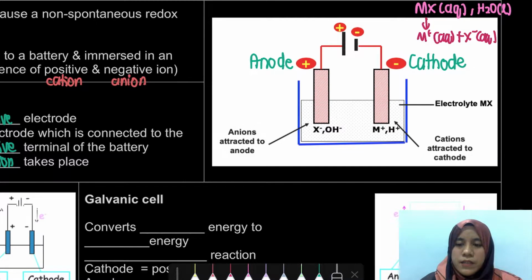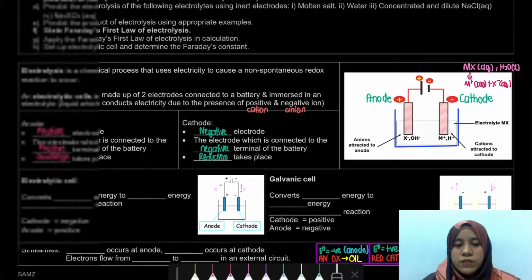M plus is my cation, so the cation is attracted to the cathode. X minus is my anion, so the anion is attracted to the anode. The water itself consists of H plus and OH minus. Remember, cation, cathode; anion, anode. The negative charge is attracted to the anode itself. So that is the introduction of the electrolytic cell.